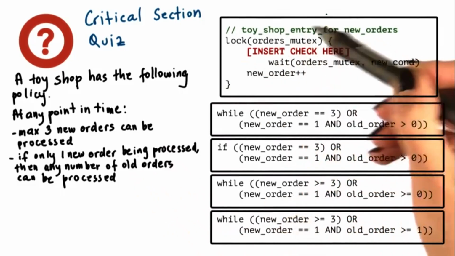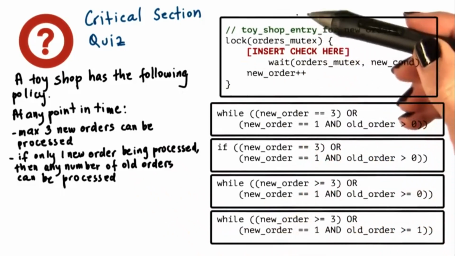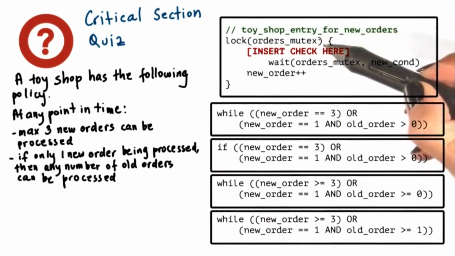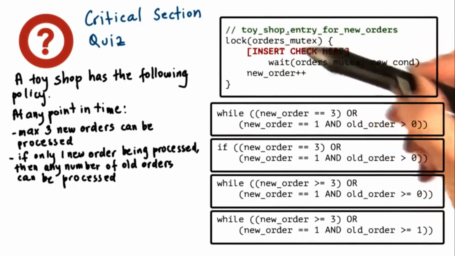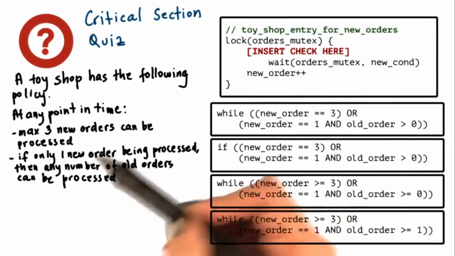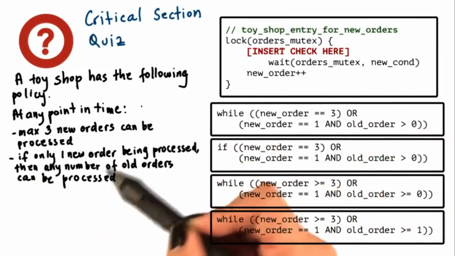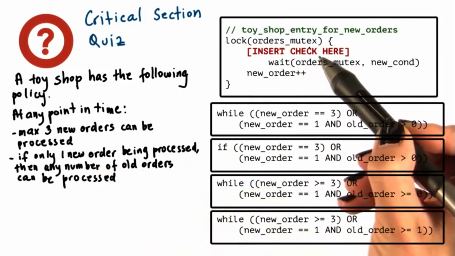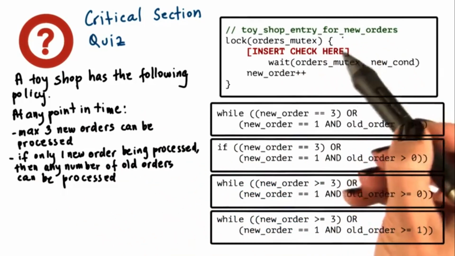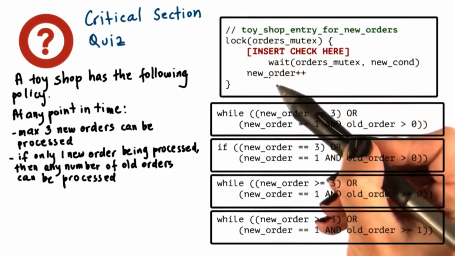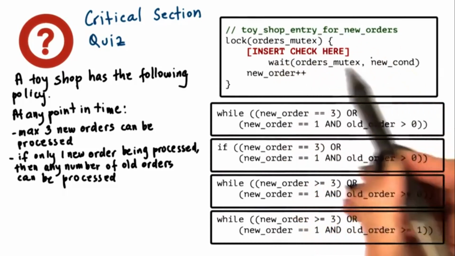The code shown in this box describes the critical section entry code that's executed by the workers performing new orders. As expected, we first lock the mutex and then check a condition, and this condition must correspond to this policy. Depending on this predicate, we determine whether the new order can go ahead and be processed in the toy shop, or if we must wait.